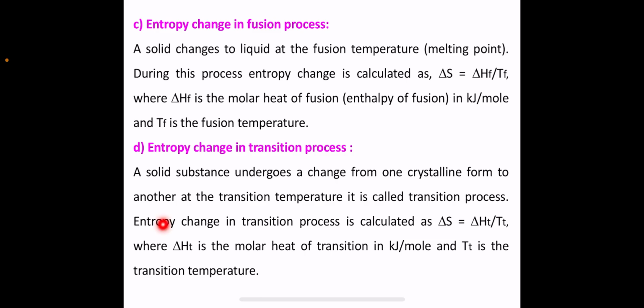Entropy change in the transition process is calculated as delta S equal to delta Ht divided by Tt, where delta Ht is the molar heat of transition in kilojoules per mole, and Tt is the transition temperature. So this is how we study the entropy change in four different physical processes: entropy change in vaporization, sublimation, fusion, and the last one, the transition process.